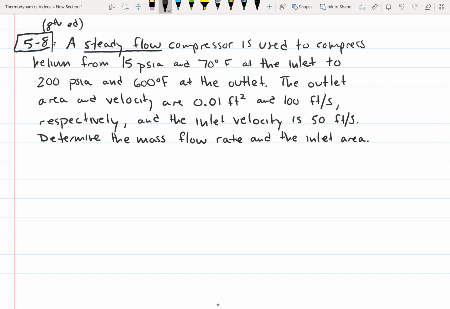So let's just read through this problem, and I'm going to follow the steps that I'm going to use to solve all of these problems. The first step is to just read the problem and make sure that you understand what's happening. So this says that we have a steady flow compressor.